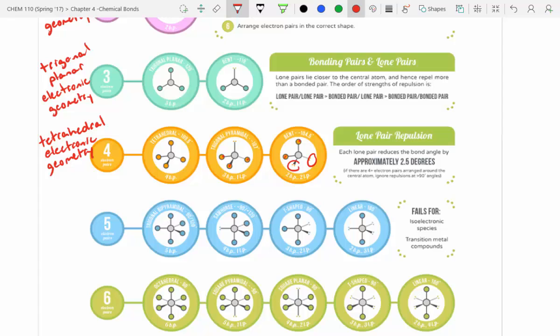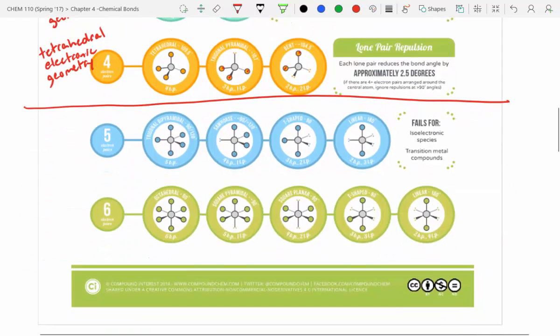It does confuse students sometimes because they say, well, wasn't this one bent? Yes, they're both called bent because their overall shape is a bent shape. It's not linear anymore. So we're going to use this terminology a lot. The good thing for you guys is I'm going to cut this off right here. And you guys will learn this later if you take general chemistry.